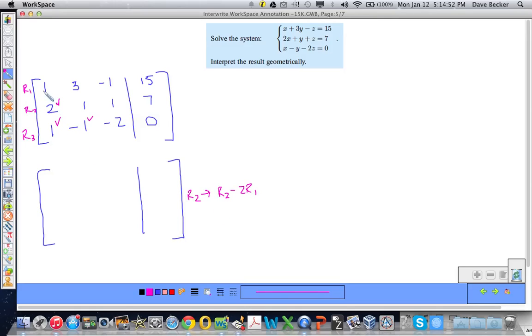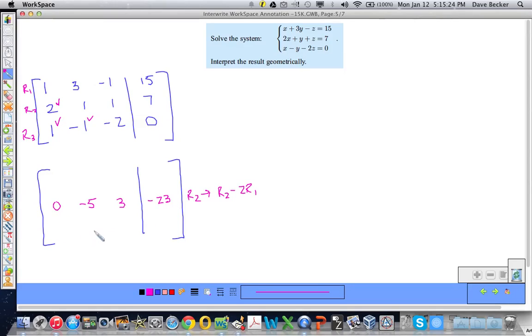2 minus 2 times 1, or 2 minus 2 is 0. Bam! 1 minus 2 times 3 is negative 5. Sorry, 1 minus 2 times negative 1, that's going to be a positive 3. And then 7 minus 2 times 15 is negative 23. Okay, so I got a 0 here.